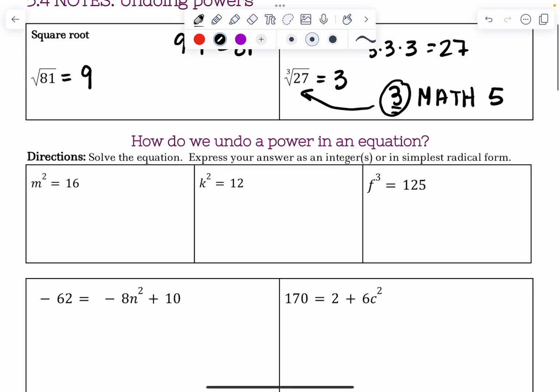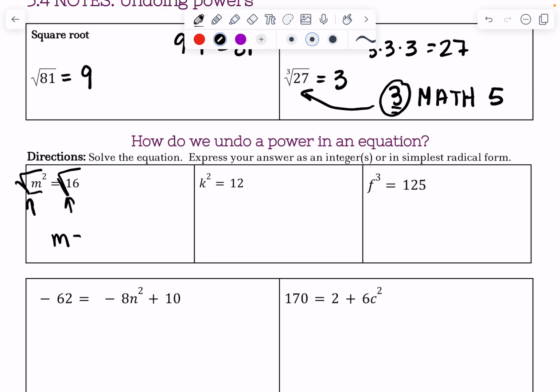All right, how do we undo powers? So right now we have m squared is equal to 16, but we want to know what just m is. So to undo a square, we do a square root. Now the tricky thing here, or at least one thing to remember, is anytime we introduce the square root like we just did, we put a square root on the left and a square root on the right, we have to account for two possible options.